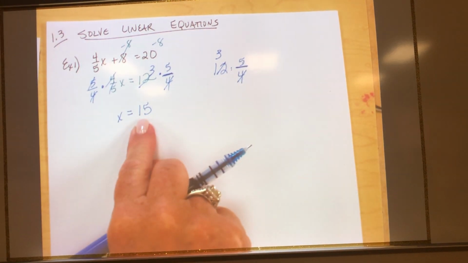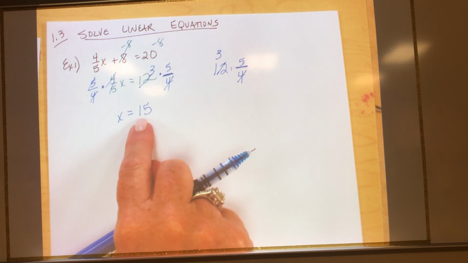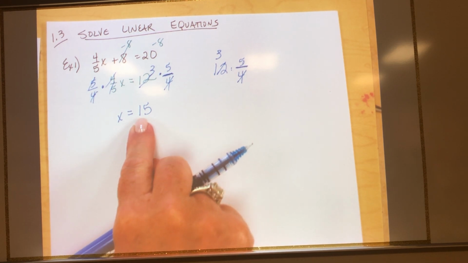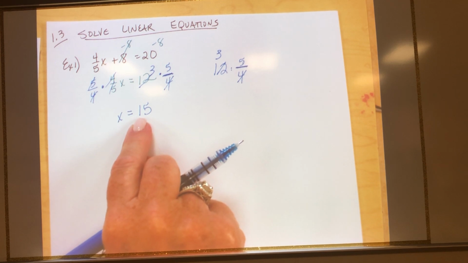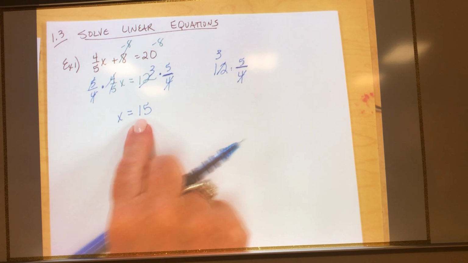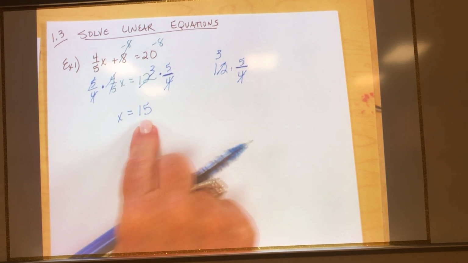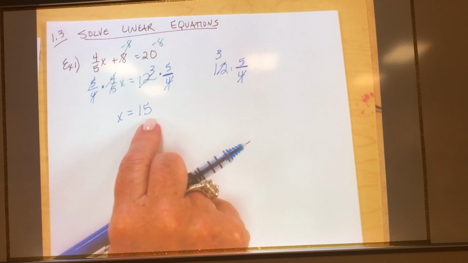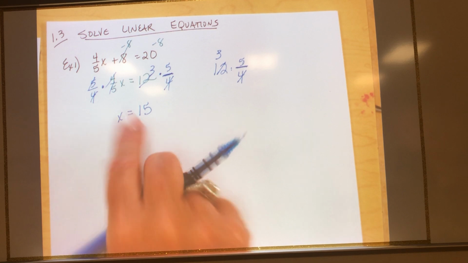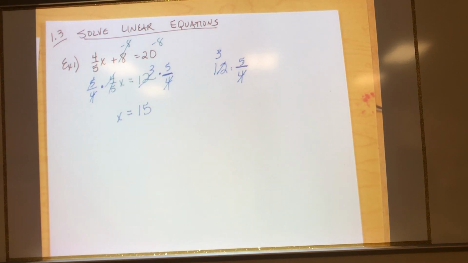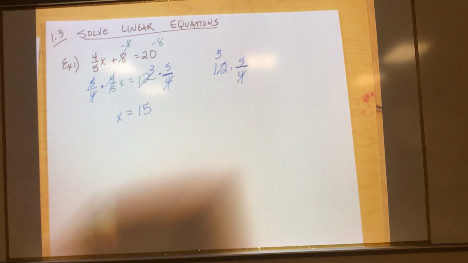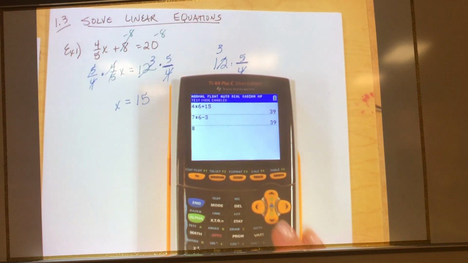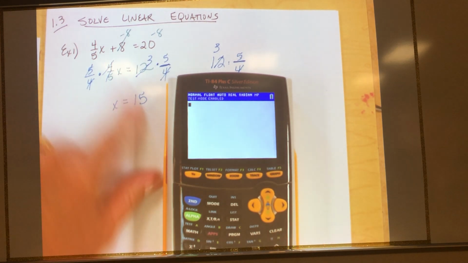Now, what am I going to do with this number right here? I am going to plug it back in. Now, listen to me. If this was a worksheet and we were working on it in class, I'd say, hey, Diana, did you get 15 on number 1? And she'd say, yeah, I did. But when I'm taking a test, that's cheating. So you need to know how to check it on your calculator. All I'm going to do is plug it back in here.